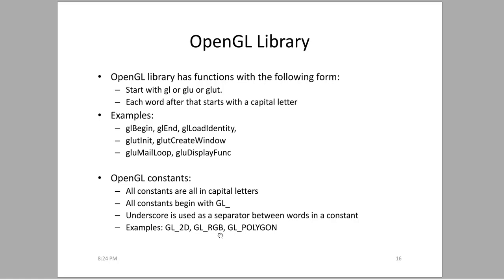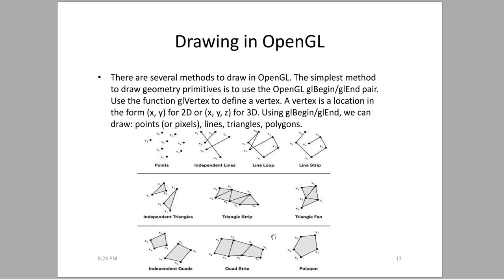GL_RGB means you want to use the R, G, and B colors. There is RGBA, and there may be other color systems. And then if you want to use GL_POLYGON, GL_LINES, etc., these are the constants, and they have these abbreviations or names in capital letters.